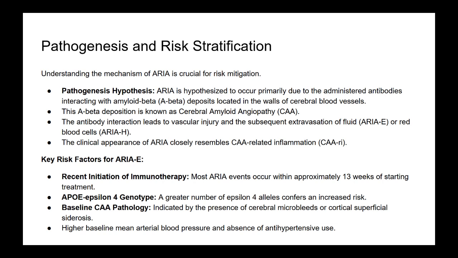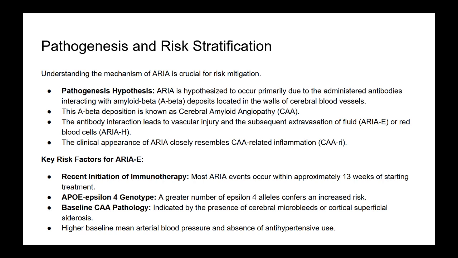Amyloid-related imaging abnormalities are believed to occur primarily due to the interaction of administered antibodies with amyloid beta deposits located in the walls of cerebral blood vessels. This condition is known as cerebral amyloid angiopathy. The interaction results in vascular injury, leading to either the leakage of fluid into the brain tissue, known as amyloid-related imaging abnormality with edema, or the extravasation of red blood cells, known as amyloid-related imaging abnormality with hemorrhage. These abnormalities closely resemble inflammation related to cerebral amyloid angiopathy, indicating a close relationship between these syndromes.